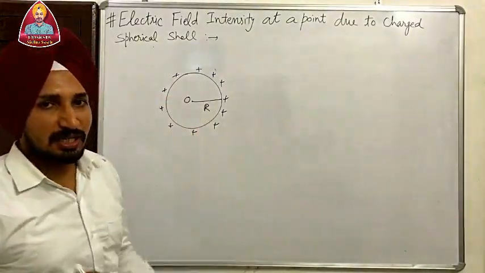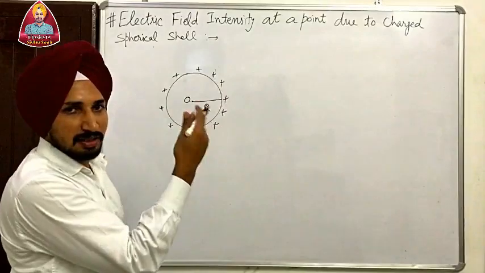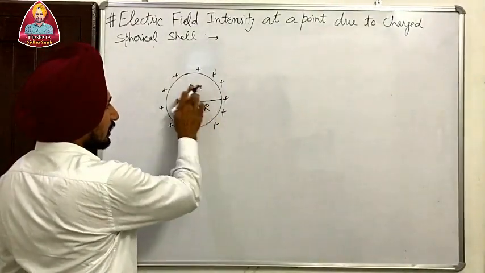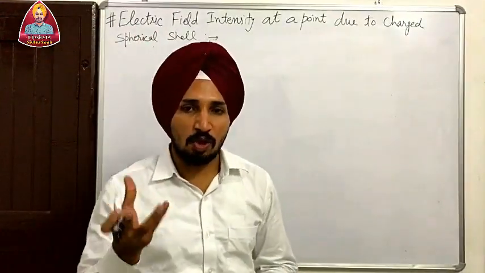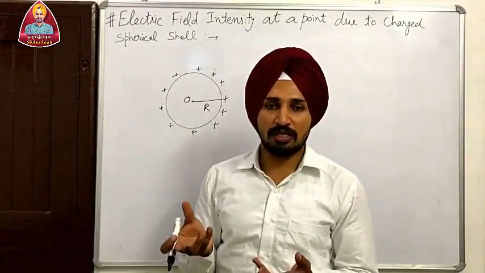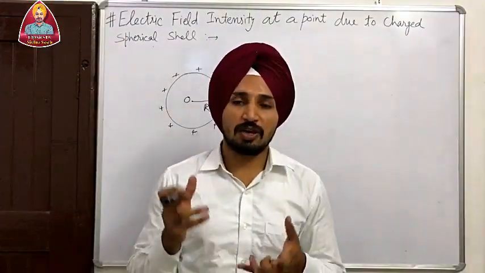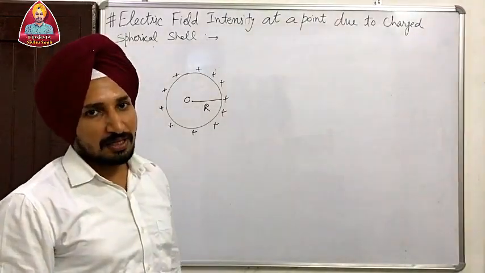What is a shell? A shell is basically a sphere in shape but hollow inside. There is nothing inside, no material inside, just like a football or any other plastic ball, which is hollow from inside. That is a spherical shell.